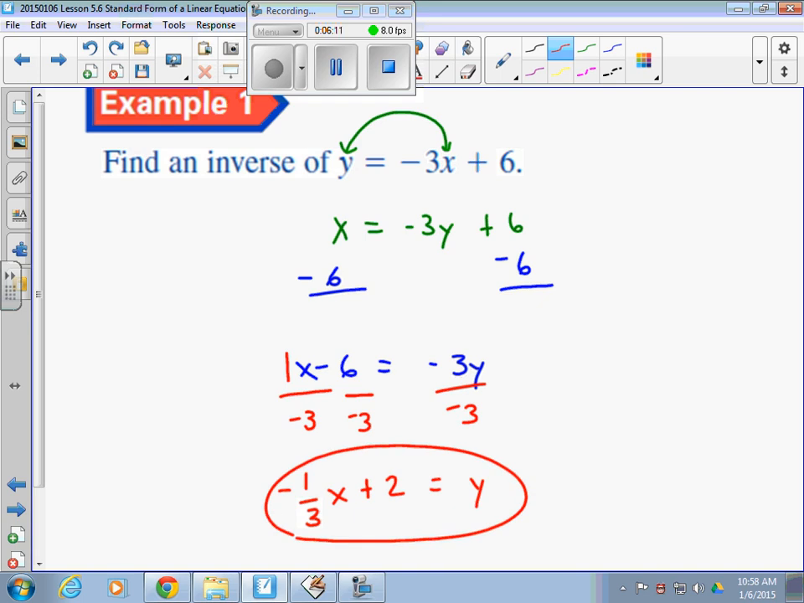And it's not any harder than that. You don't have to switch the x and the y back. You leave it just like it is.